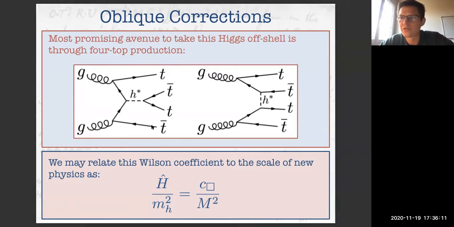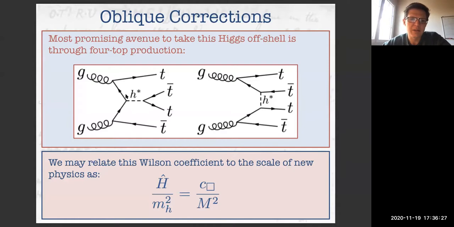But we can't do that. There's no Drell-Yan for the Higgs, because the light quarks are so weakly coupled to the Higgs. So somehow we have to put the Higgs off shell somewhere. And we played around with lots of different processes, and 4 tops seems to be the most promising for us.